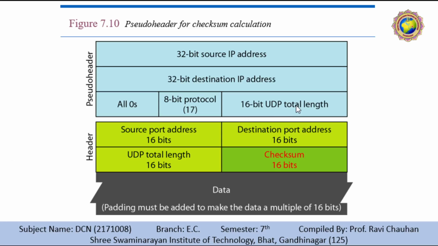A UDP checksum calculation is different from the one for IP and ICMP. Here the checksum includes three sections: a pseudo header, a UDP header, and the data coming from the application layer. Right? A pseudo header, a UDP header, and the data. Firstly, a pseudo header is the part of the header of the IP packet in which the user datagram is to be encapsulated, with some fields set to zeros.